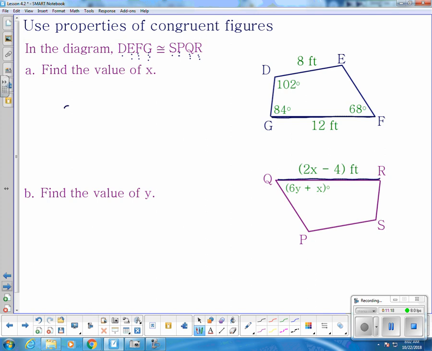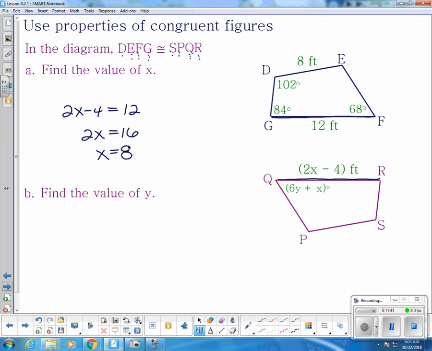So we would say 2x minus 4 equals 12. See how we did that? Okay. So you have to find the corresponding side because the measurements will be equal. And then you can write the equation and solve it. Everyone make sense? Okay.